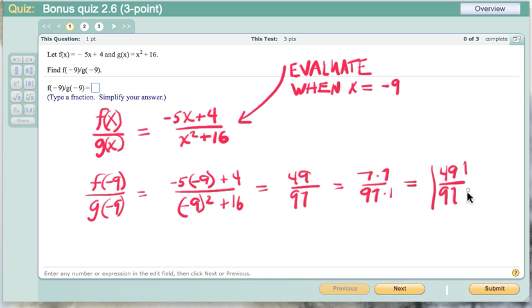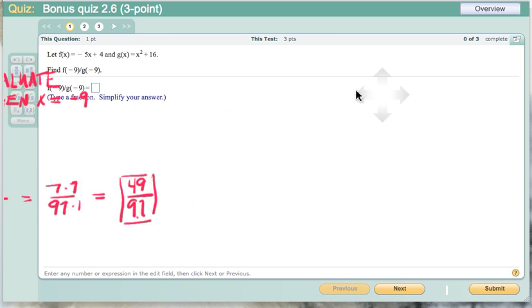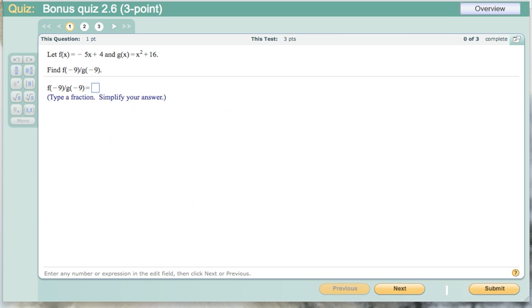So we can box that and we can input that into the Math Excel program. Let me create some space here. Let me click this live and say we want 49 over 97. 49 over 97. And now let's get on to problem 2.